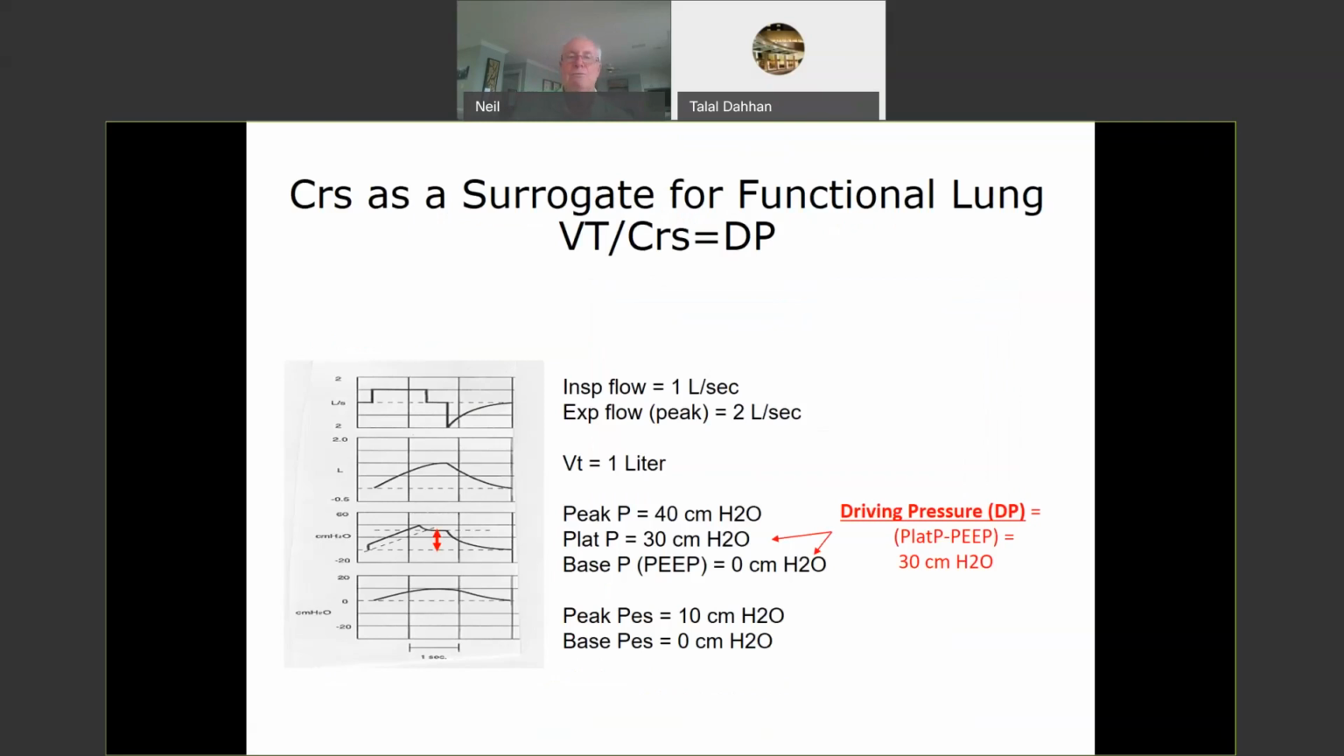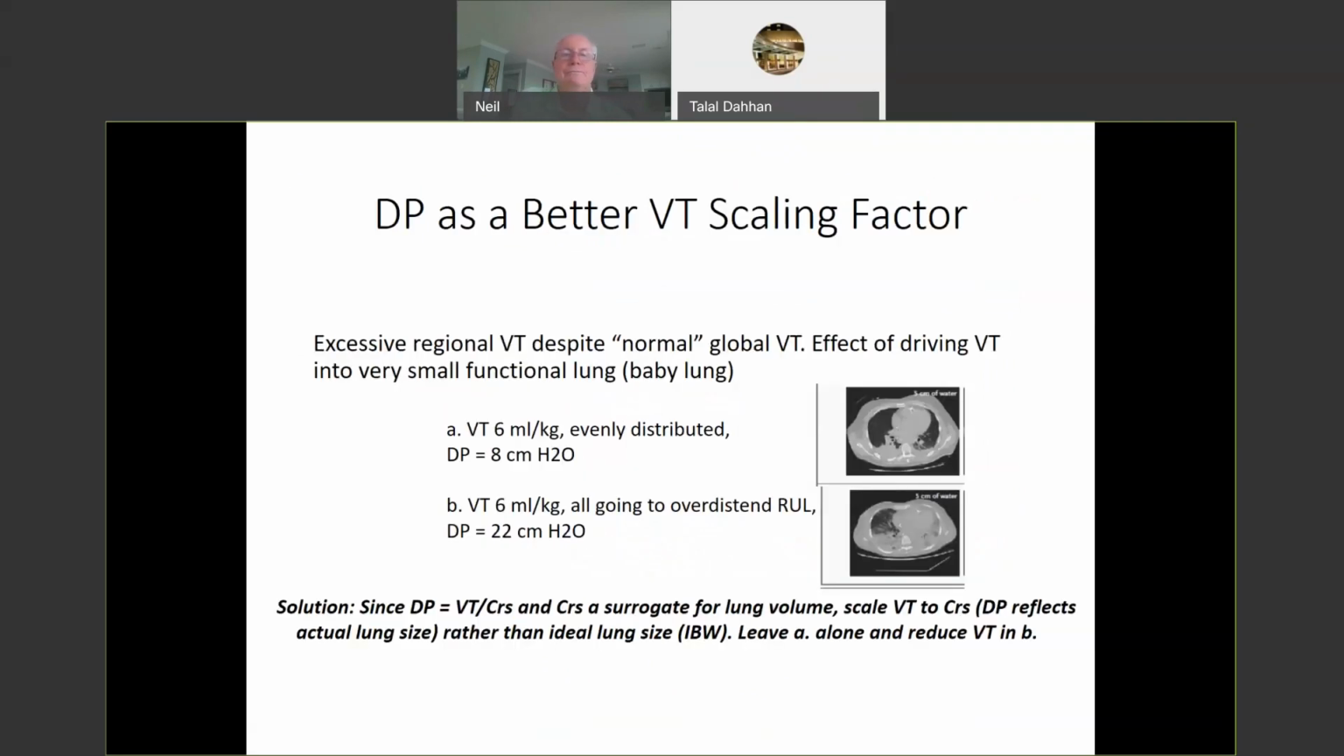So why is the driving pressure a useful tool? Because the driving pressure actually allows us to scale the tidal volume to lung compliance. The driving pressure is tidal volume divided by compliance. So instead of using ideal body weight in the denominator, we might want to use compliance in the denominator as a reflection of how much viable lung is actually being ventilated.